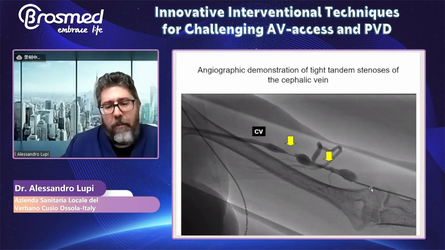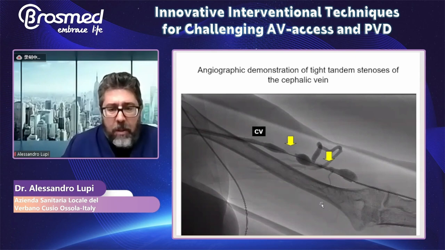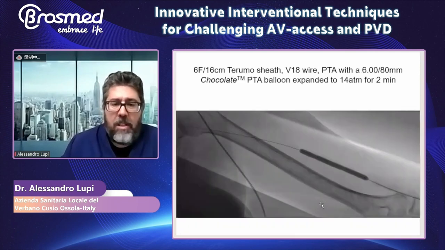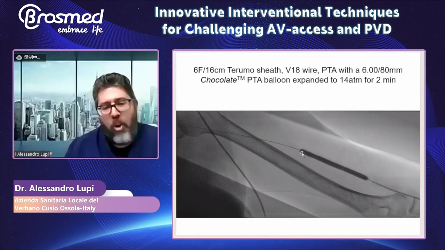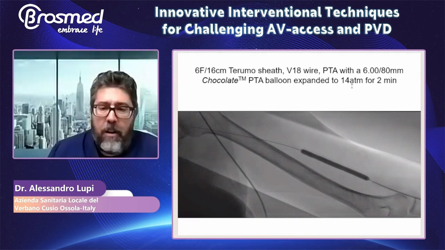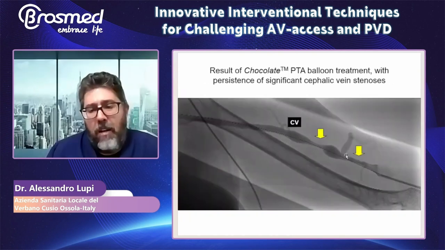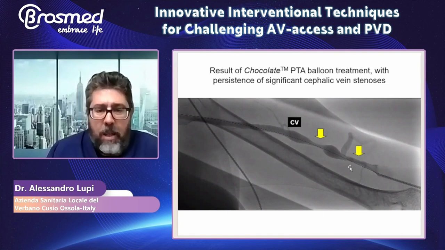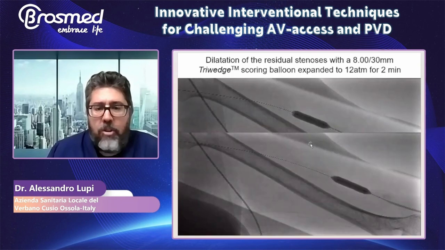We are injecting from an introducer that is placed very near the elbow crease. In this case we first performed a treatment with a Chocolate device, one of these balloons that can do a job like a scoring balloon, expanded at 14 atmospheres for 2 minutes, but the result was absolutely not acceptable, so we decided to use the Tri-wedge.